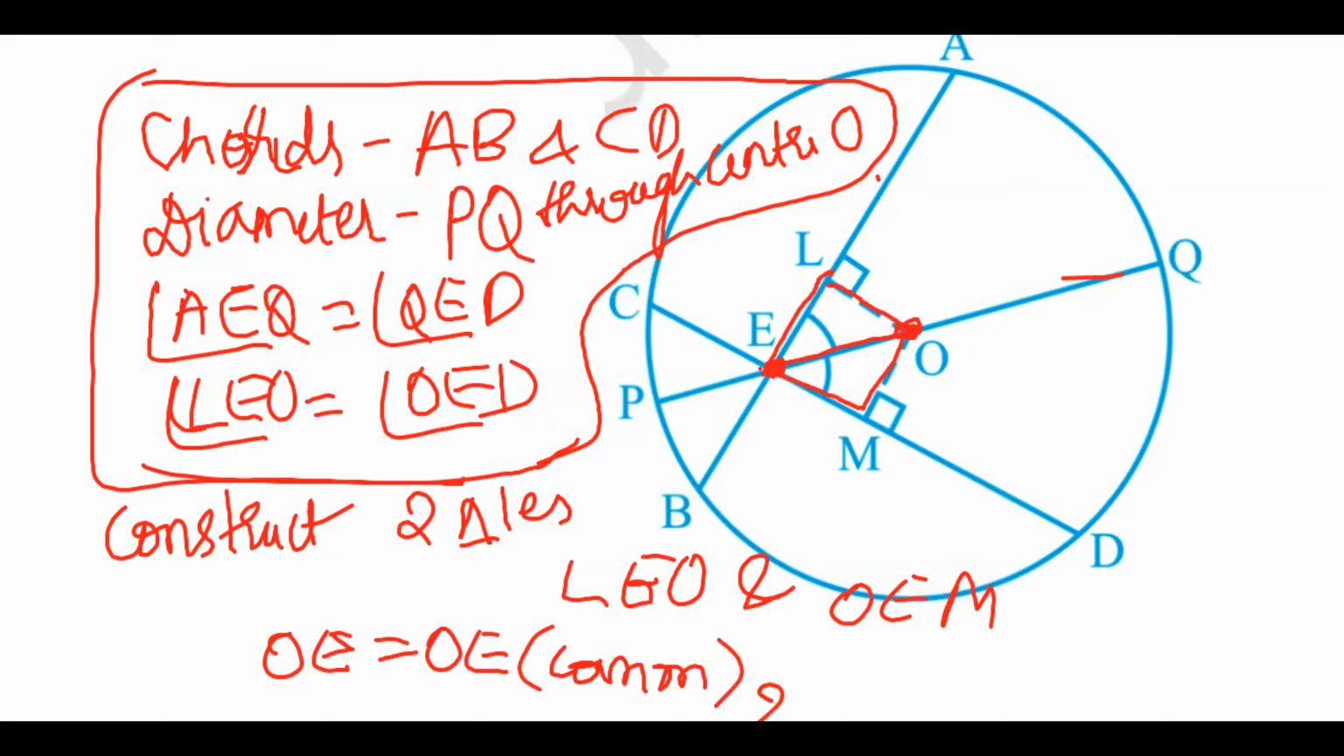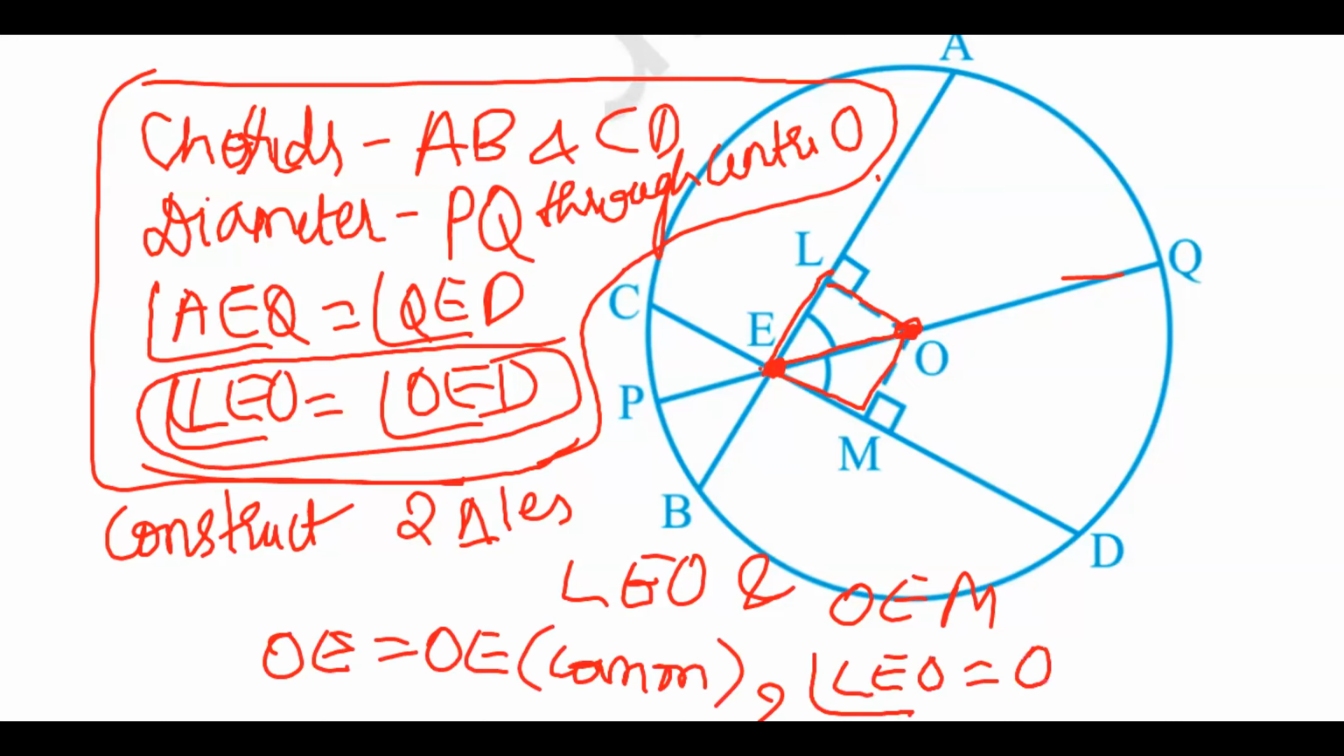एक तो मिल गया हमारे पास. Something is given. What is given? Angle LEO is equal to OEM. Okay, it's given. Why is it given? Do you remember it's given in the question that the diameter subtends the equal angle at the center of the chords. Okay? So this is given.